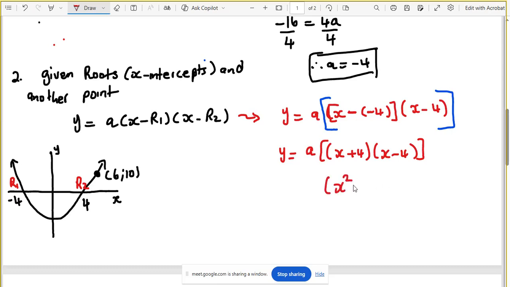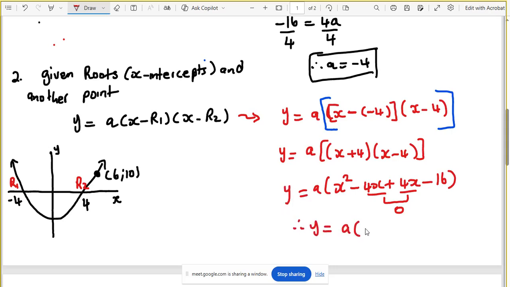Exactly. We do the FOIL method. So this will be x times x, that's x squared, minus 4x, then plus 4x. When you do the FOIL method, this is what you're going to get. Then you add the like terms, they just give you 0, since they are like terms with different signs. Therefore, this is multiplied by a. Therefore, what is y? y is just a into x squared minus 16.